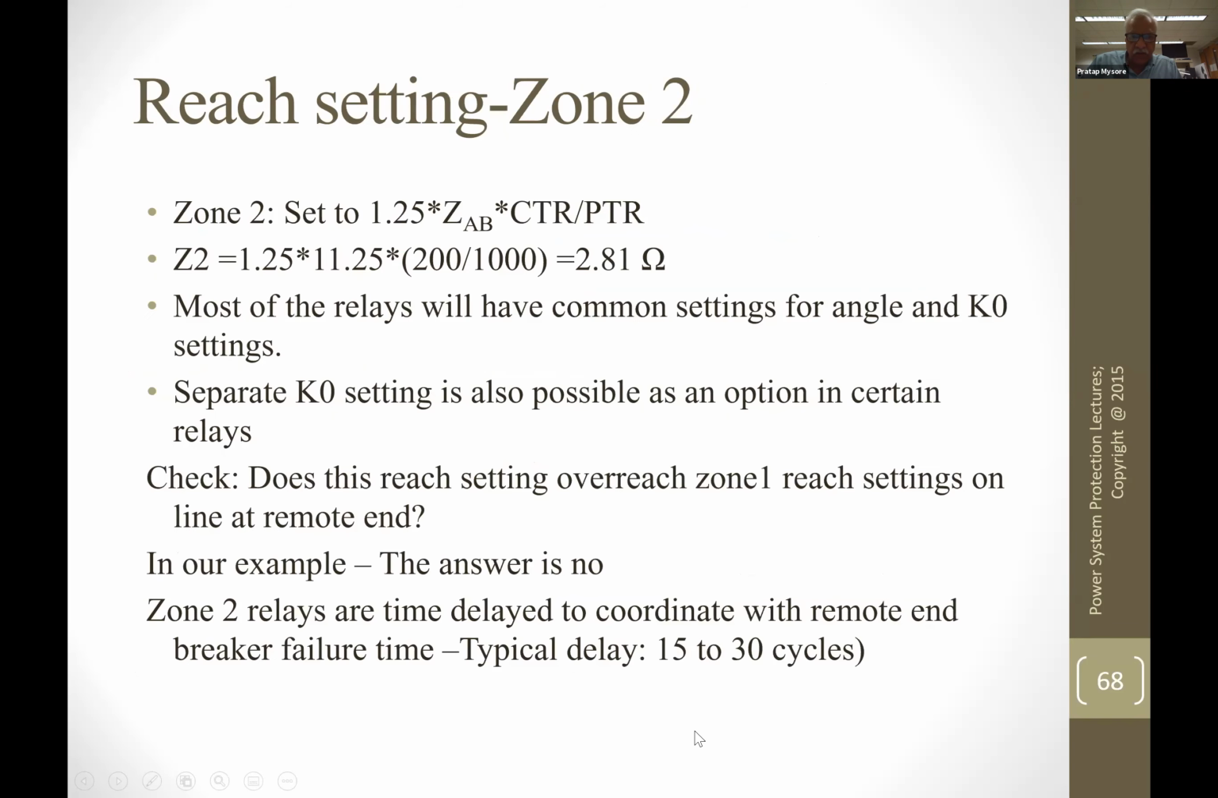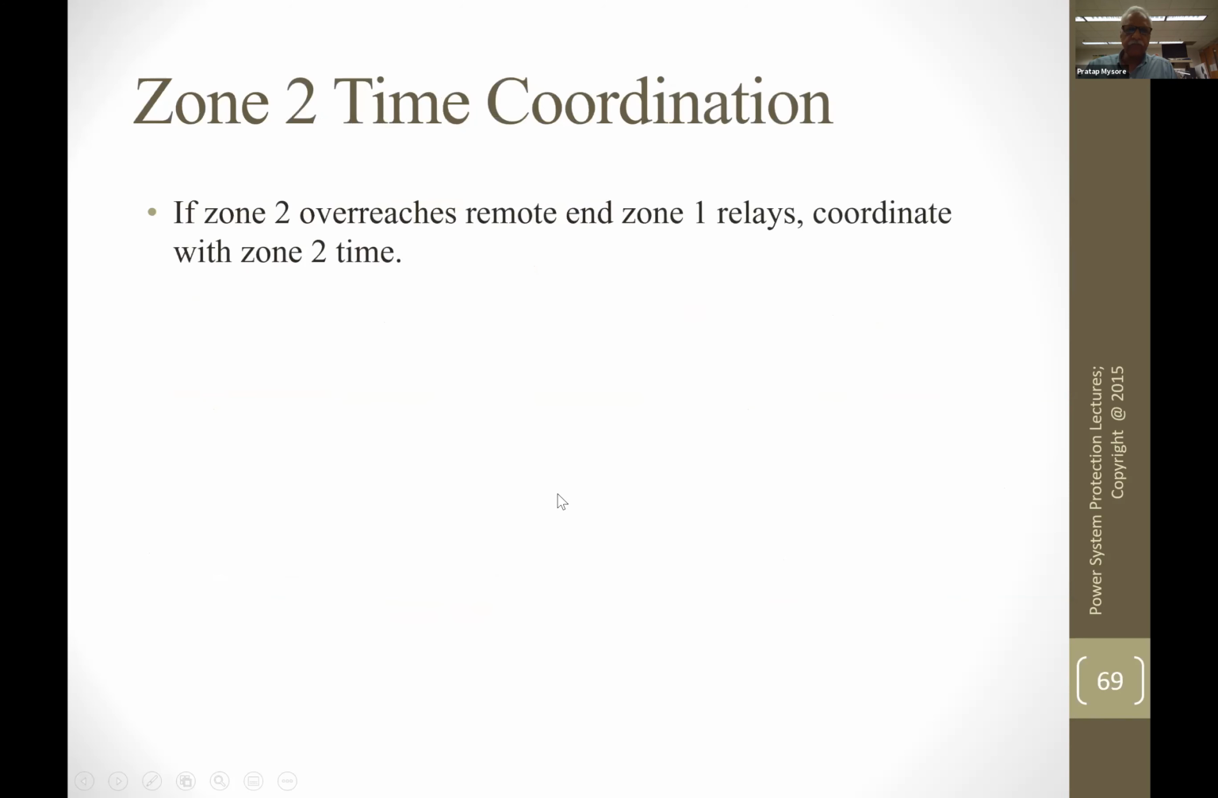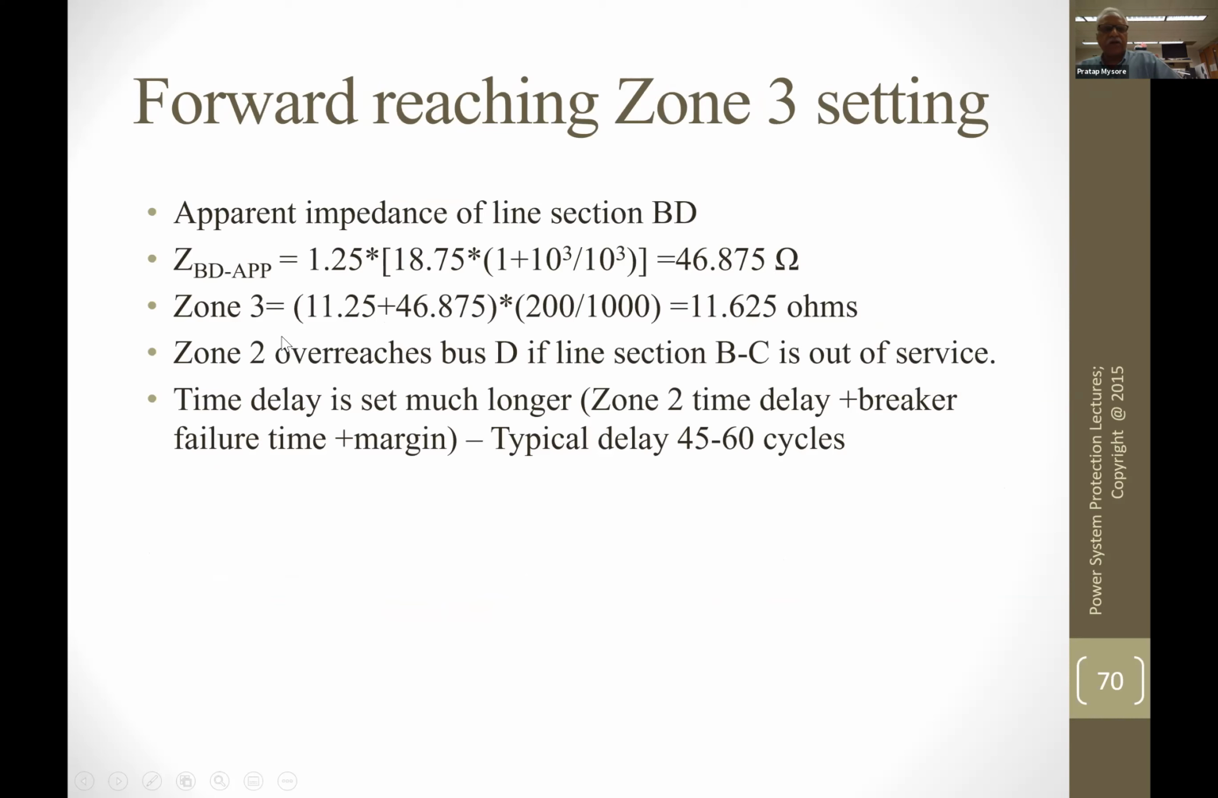Okay. Zone 2 relay is time delayed. Is there any question? No. Zone 2 relays are time delayed to coordinate with remote end breaker failure time, typical 15 to 30 cycles. We went through this, right? If zone 2 overreaches remote zone 1, then zone 1 relays coordinate with zone 2 time. You have to do that, like we talked about it.